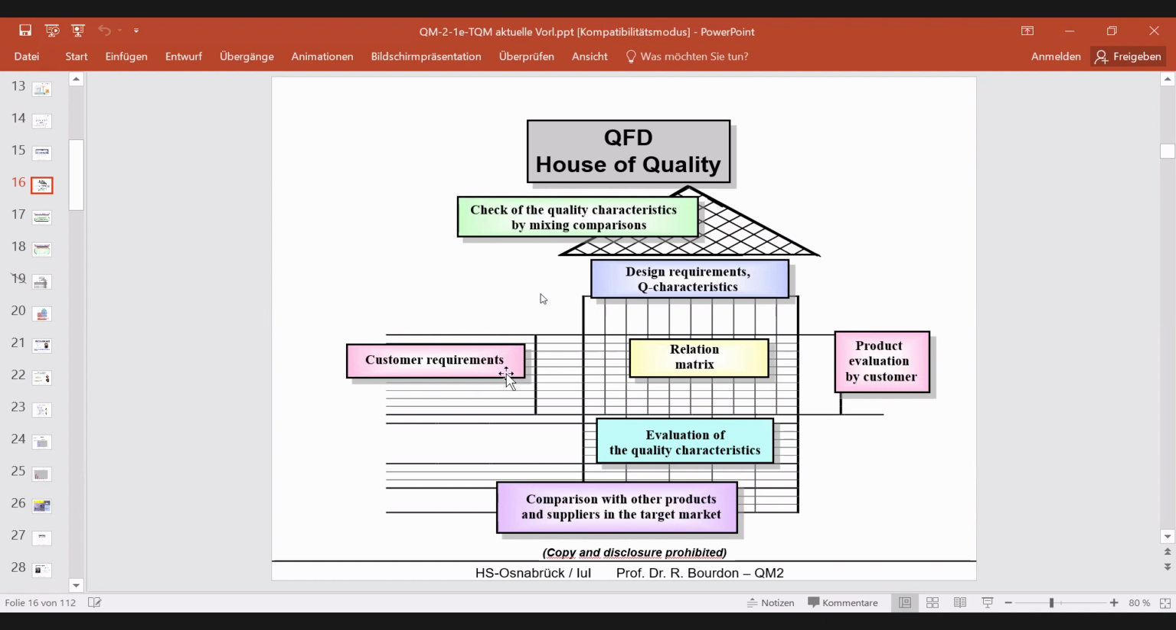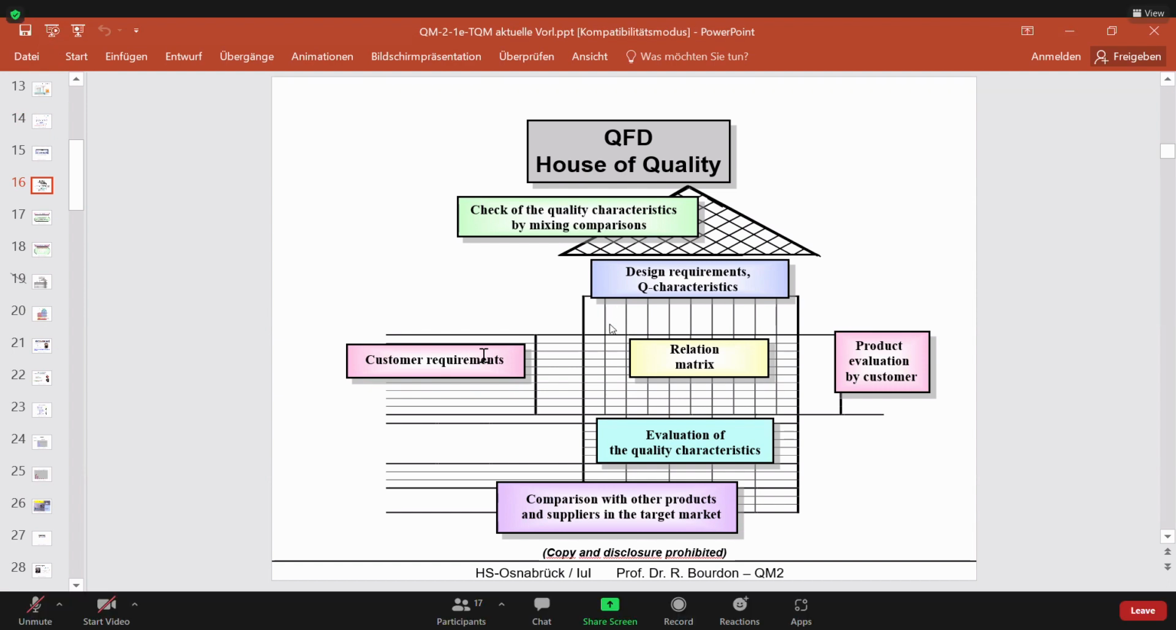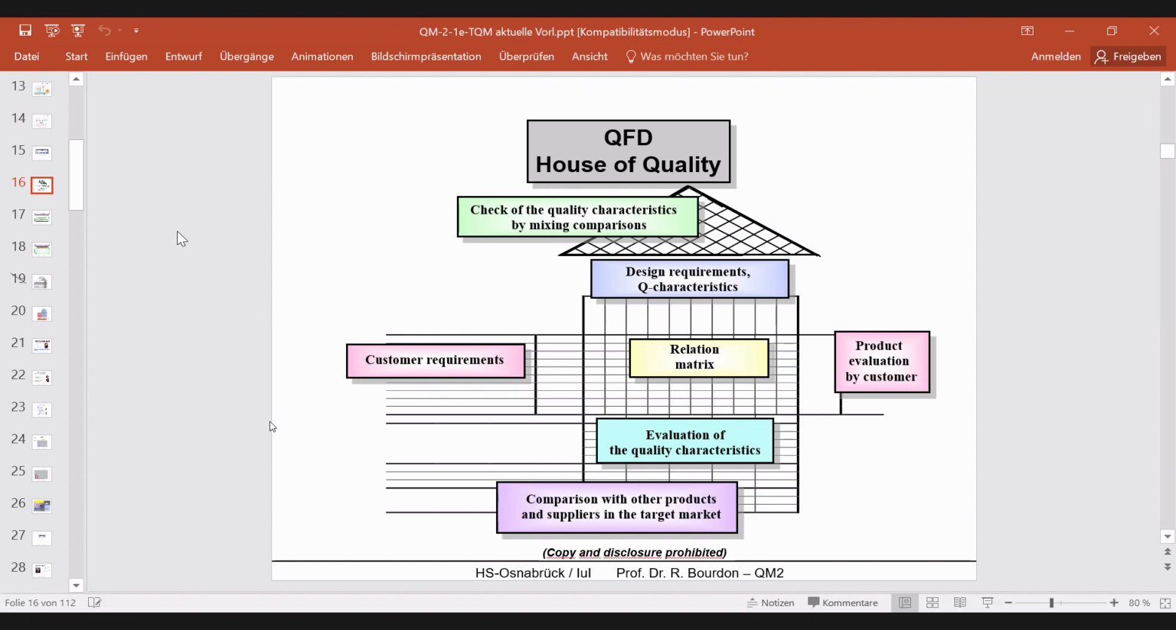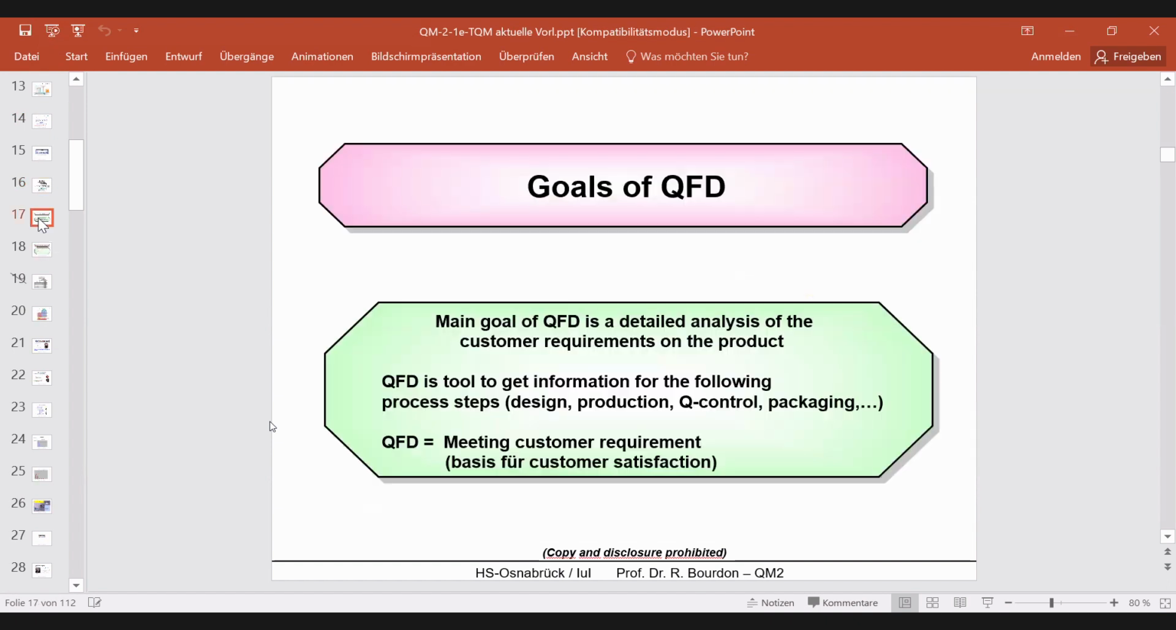So the goal here is to find out what the most important quality characteristics are which meet the requirements of the customer. This is a tool at the beginning of a new project or product to find out which quality characteristics are important to meet customers' requirements. So the main goal in QFD is a detailed analysis of the requirements of the customer on the new product, and to get information for the following process steps, which are design, production, quality control, and so on. So QFD is the basis for customer satisfaction, meaning meeting the customer's requirements.